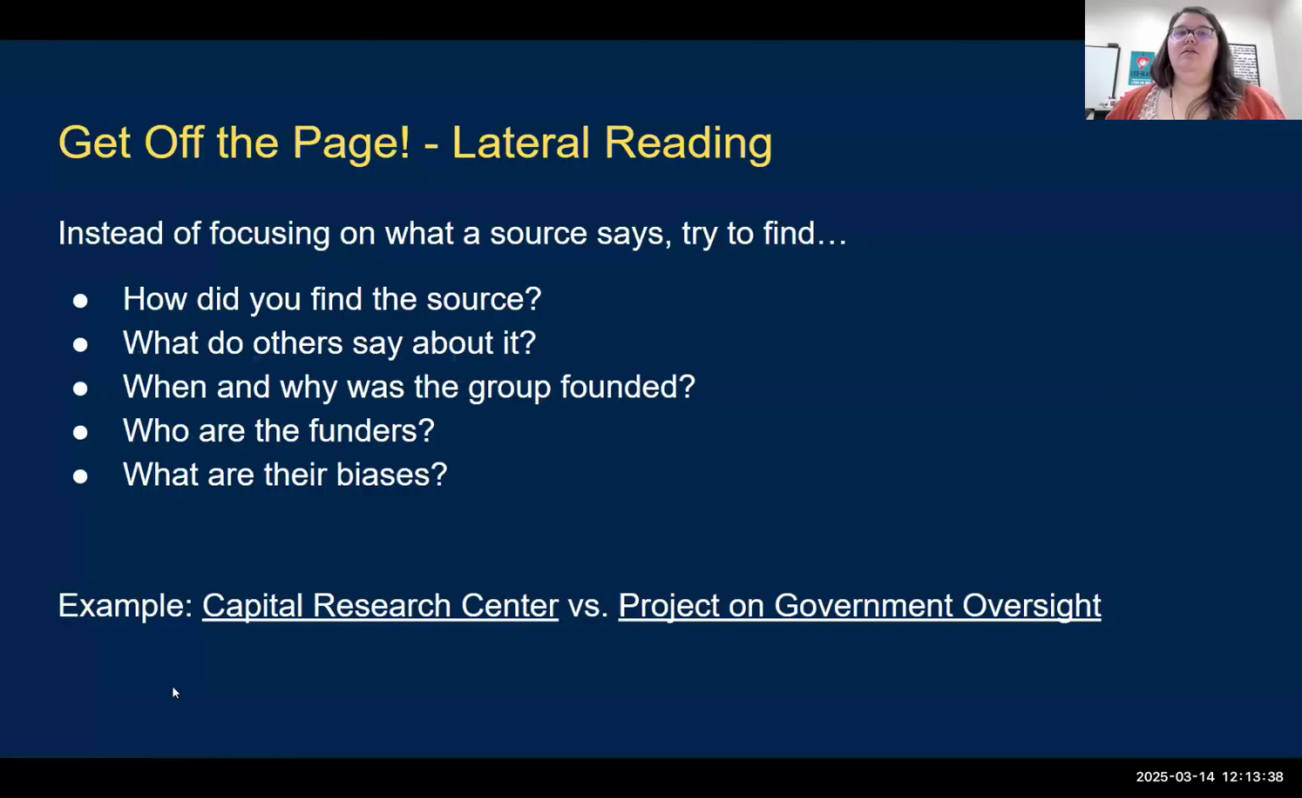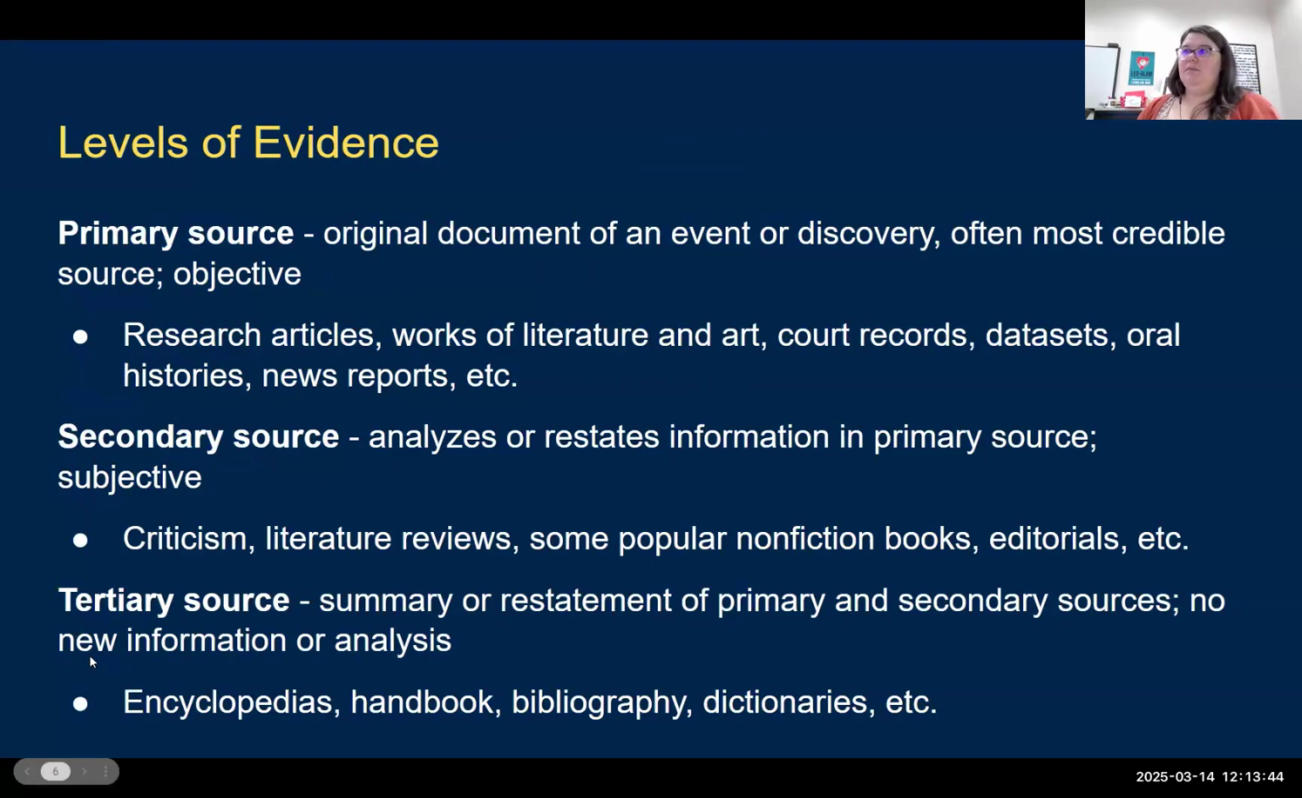So when it comes to lateral reading and verifying this information, you need to think about the level of evidence that you're finding. Typically levels of evidence are just divided into primary, secondary, and tertiary sources. And the sources that you want to find the most when you're fact checking are going to be primary sources of evidence, okay? These are the original documents of an event or discovery. They're often seen as the most objective and most credible sources.